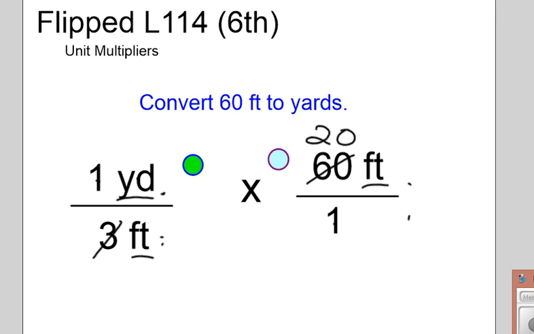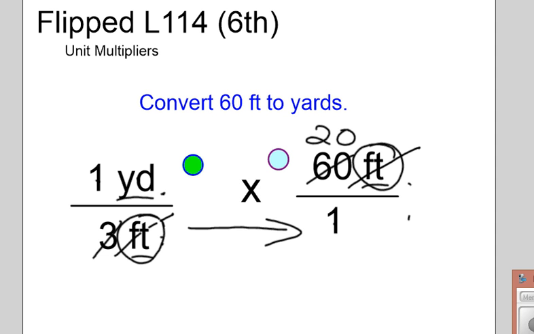So technically, if I go across this multiplication problem, I'm going to end up with 20 yard feet divided by 1 foot. But in this case, what we really want to do is take our labels and use them as variables also. And because I have feet here, I can cross and eliminate those feet. And so in the end, 1 yard times 20 equals 20 yards.